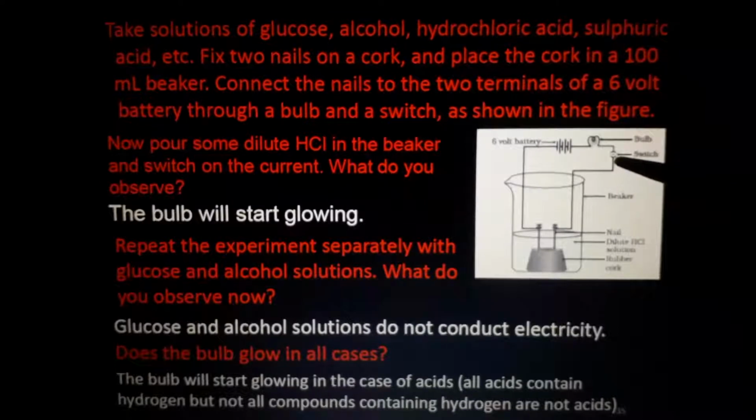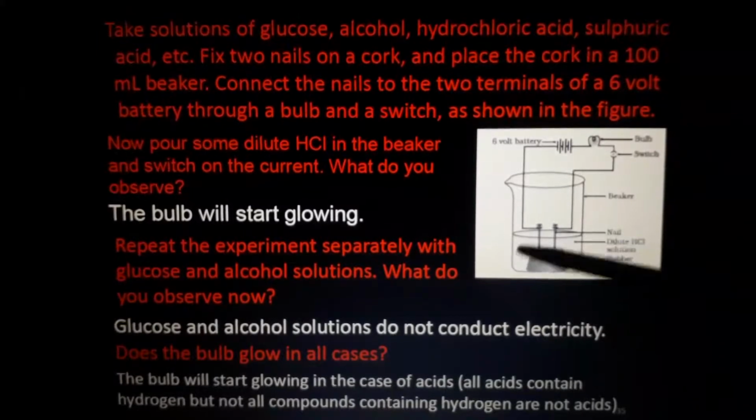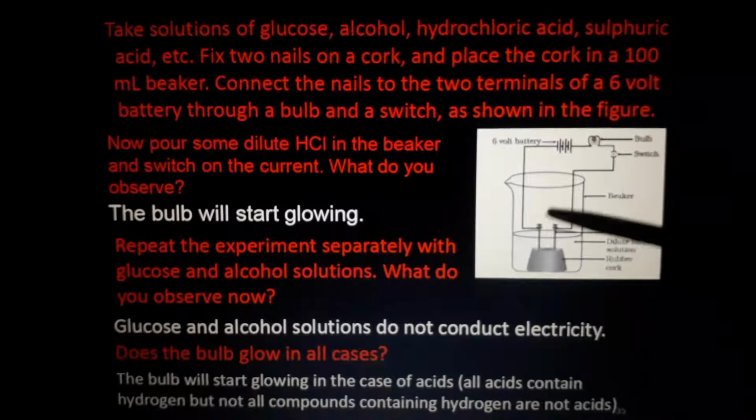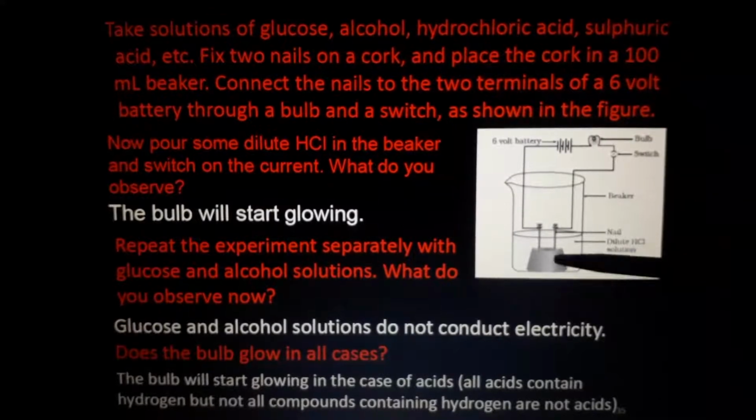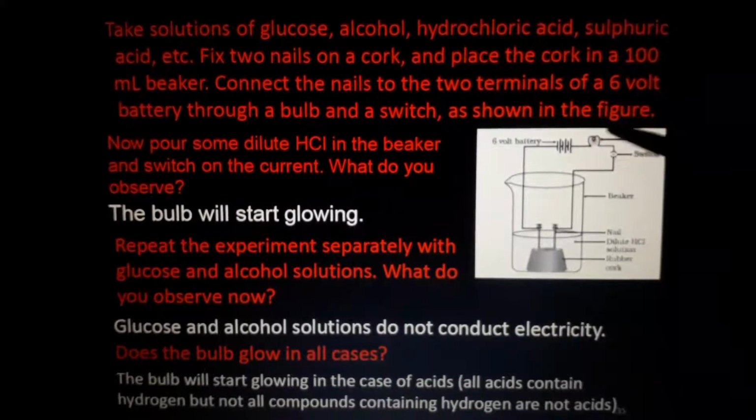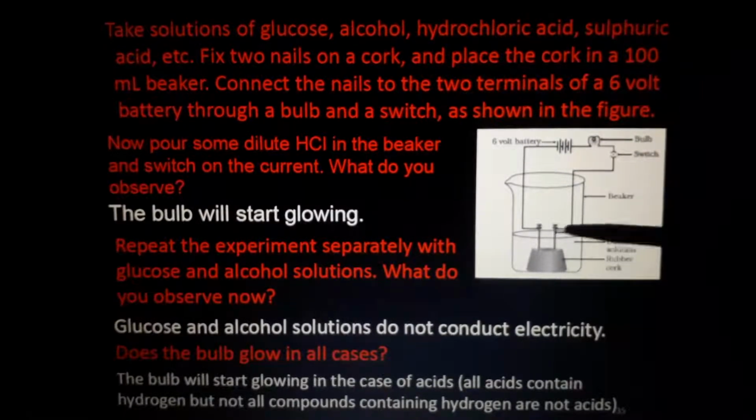The switch is closed here, but if you don't add the solution, this circuit is an open circuit. Now it already has a dilute hydrochloric acid solution here, but if you don't add this solution into this beaker, the circuit is open, because this rubber cork is an insulator, it won't conduct electricity. So if we switch on this switch, the bulb won't light. Current will come here and it will stop here. But if we add some dilute hydrochloric acid solution and switch on the switch, what will happen? The bulb will glow.